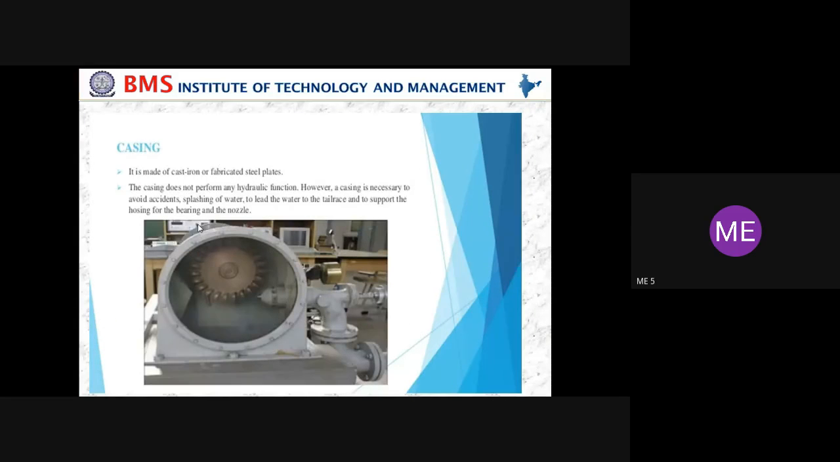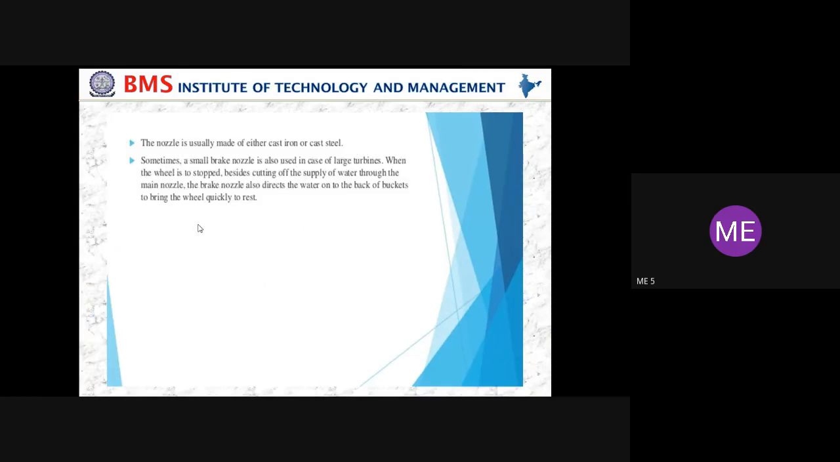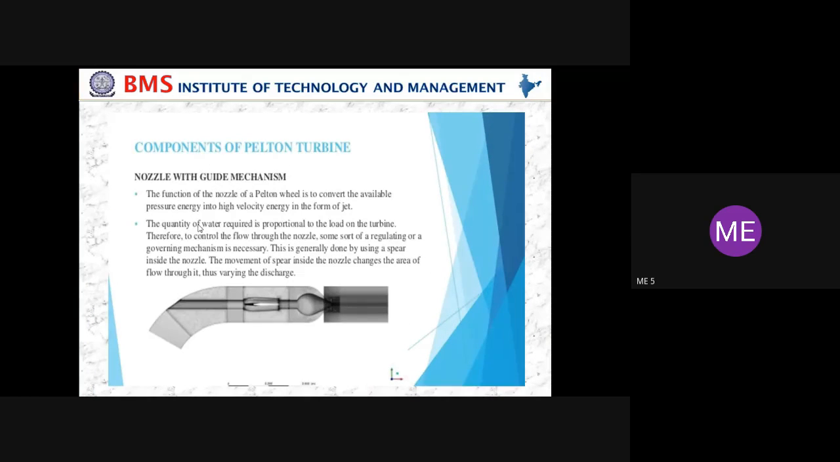Now the construction and working. What you are seeing is a nozzle with guide mechanism. You can see the nozzle here, and here we have a spearhead. The spearhead is to control or regulate the flow of water, and what you are seeing is called the nozzle. The main function of the nozzle is to increase the velocity of the working fluid.